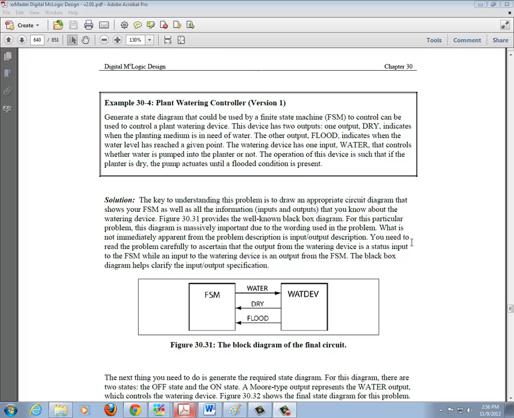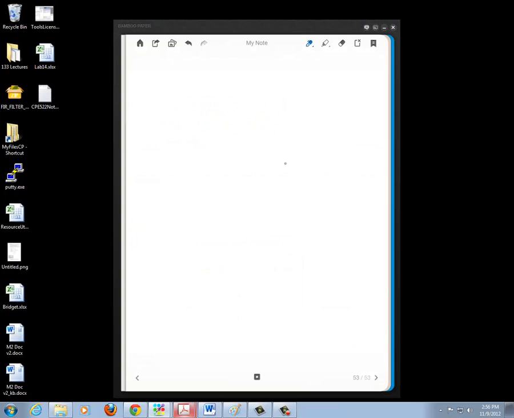So I'm going to start by drawing a legend. So here we go. It's going to be a bubble. I'm going to have some kind of state. I should have drawn a bigger bubble. I'm going to have an output called water. I'm just going to abbreviate it with a W, and I'm going to have two inputs. I'm going to have my dry, which I'm going to abbreviate with a D, and my flood, which I'm going to abbreviate with an F. Alright, so that was step 3. Step 1, understand. Step 2, draw the black box diagram. Step 3, draw the legend.